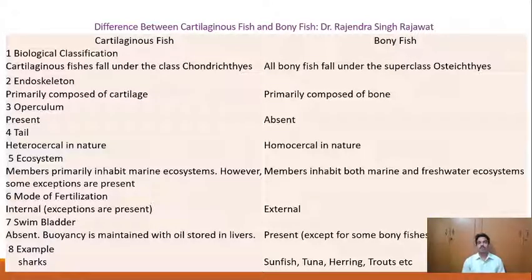So mainly the basis of the classification of Chondrichthyes and Osteichthyes is the endoskeleton: in cartilaginous or Chondrichthyes fishes it is made of cartilage, whereas in bony fishes or Osteichthyes it is made up of bones. So these are the two classes, and the extinct species are included in the third class, Placodermi. So this is all about the differences between cartilaginous and bony fishes. Thank you.